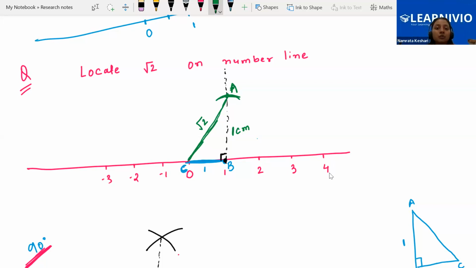Okay, so AC is root 2. We got to know accurately, this is an accurate root 2 measurement we will be having in our compass. Then we can take this AC measurement completely in the compass, and we can make an arc on our number line. Take the measurement AC in the compass and make an arc from zero on the number line.